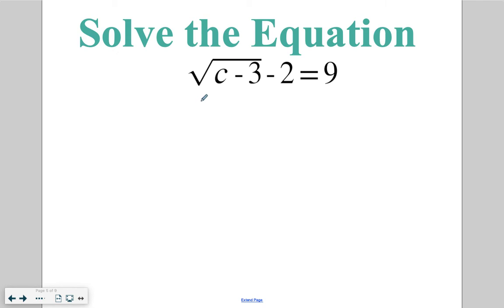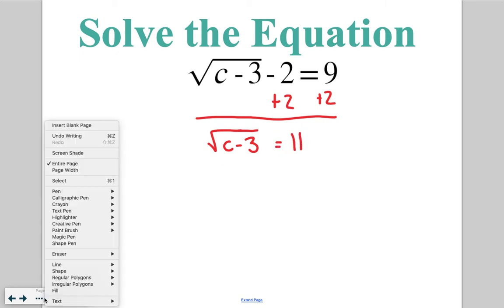Looking at this next one, again, we're going to start with anything outside the radical. In this case, we have a minus 2. So I'm going to go ahead and add 2 to both sides of the equation. Now I've got the square root of c minus 3 is going to equal 11.